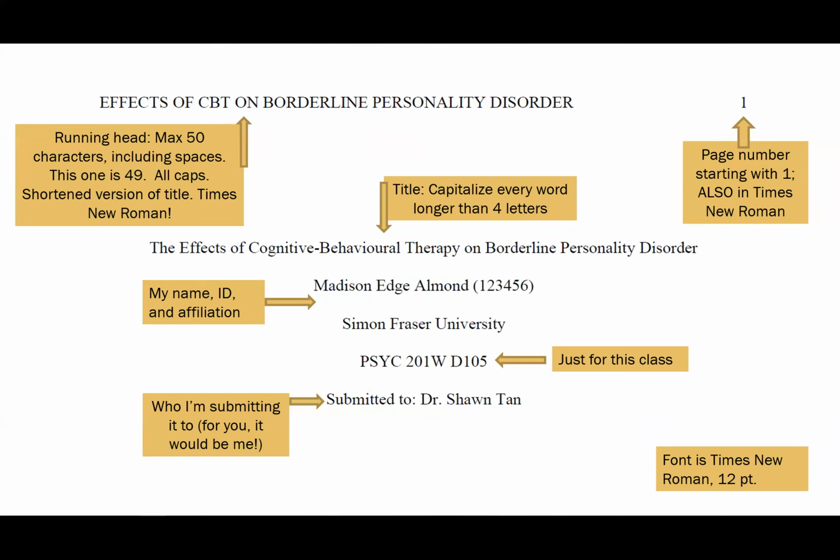For the title, you would capitalize every word that's longer than 4 letters. So I just don't, and the very first word, the, but I don't have of or on capitalized. There's my name, my fake student ID, and my affiliation. And then you put the class number as well, the class number in the class section. So of course that would differ, and I've put that I'm in D105, but if you're in D106, you'd put that, and who you're submitting it to.